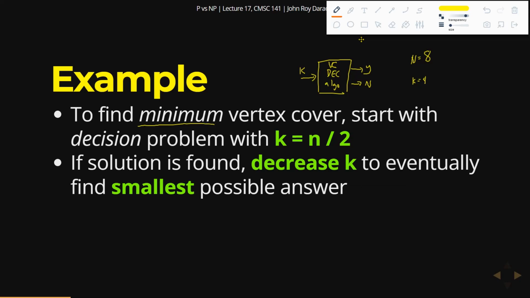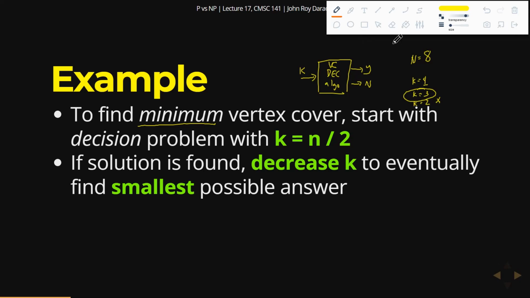So since you're looking for the minimum, we know that a solution of size 4 exists. So let's try k is equal to 3. Then let's feed that here again. If it exists, then you reduce it to 2 again. If it does not exist anymore, then that means that k is equal to 3 is the smallest possible. Okay, so you'll find the smallest possible by continually decreasing.